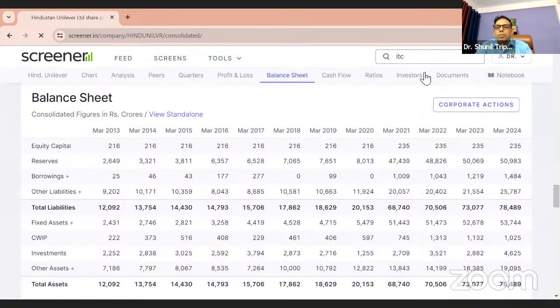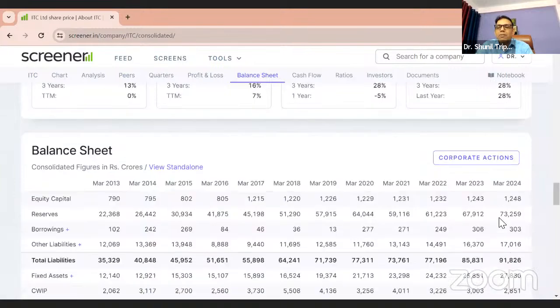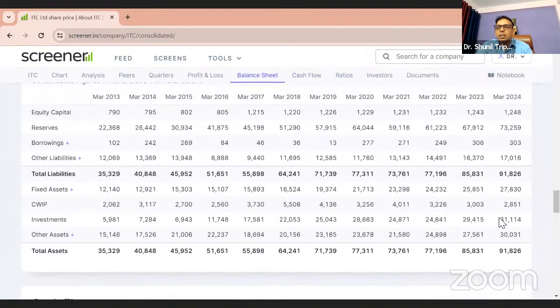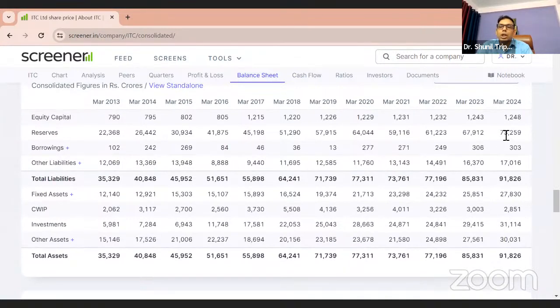Now, if I do the same thing for ITC, I will find the debt equity ratio of this company. Equity is 73,259.